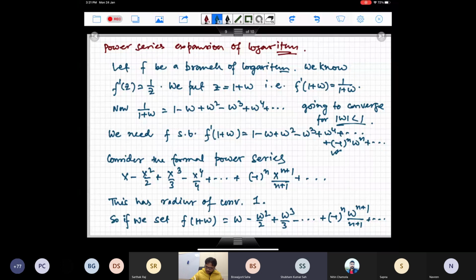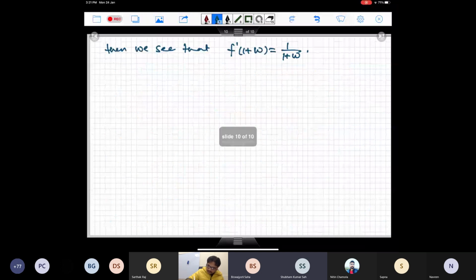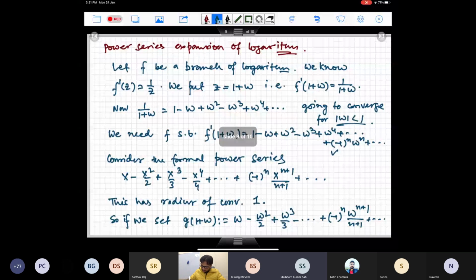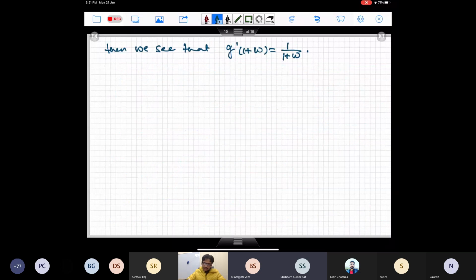Whatever f, here I wrote f in this way, so let me write g so that there is no confusion. If we set g of 1 plus w to be this, then g prime of 1 plus w is 1 over 1 plus w. So that implies f prime minus g prime of 1 plus w, this whole function of 1 plus w, is identically 0, right?